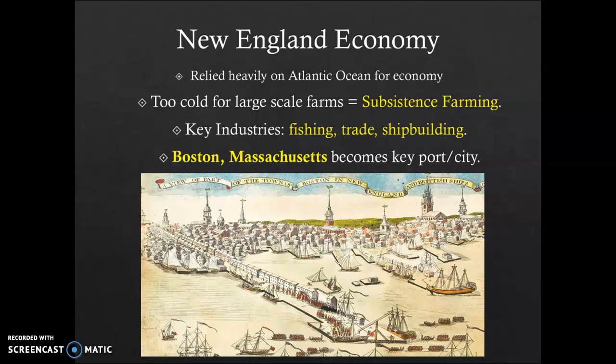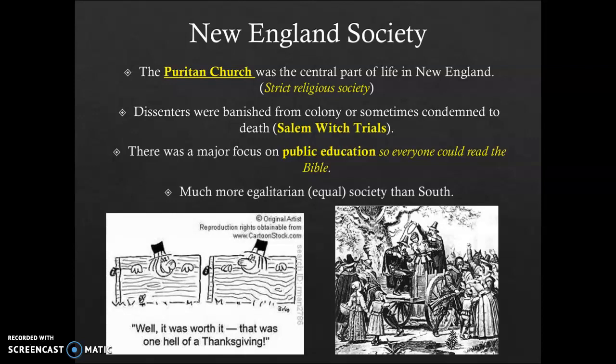It's all about trade. Boston, Massachusetts becomes probably the most important city in New England. Based around the Puritan Church, a strict religious society. It was a central part of New England, central part of life. It drove every part of society. If you did not do things the way they thought you should, you might get banished. One example of this, we'll talk about it more in class, is the Salem witch trials.